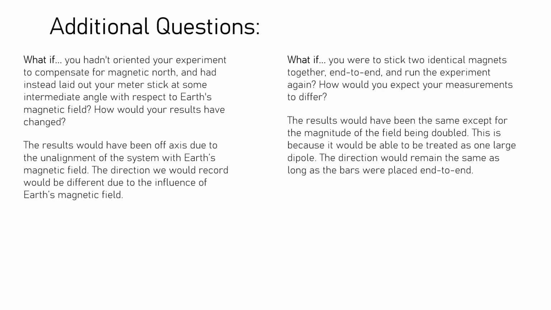Now, what if we were to stick two identical magnets together end to end and do the experiment again? It would be pretty much the same except the magnitude would be doubled, because we could treat it as one big dipole instead of two. If they're the same length and stuck end to end, it would just double the magnitude. But if it's in the same place and same direction, the direction shouldn't change.